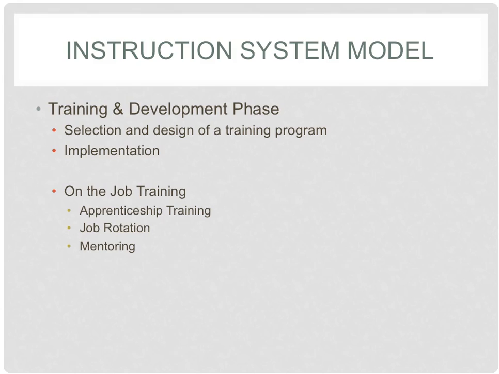So moving on to the next slide, once we have developed our expectations in terms of the training and what our objectives are, then we have to design our training program and implement it. We have to decide whether we're going to do on-the-job training or off-site training or on-site but not on-the-job training. And we've got a number of different tools that we can use. On-the-job training includes things like apprenticeship training.